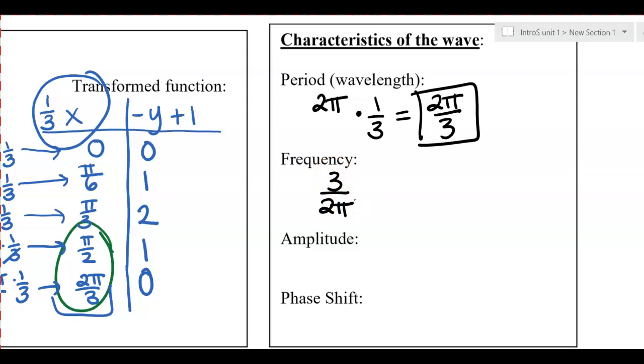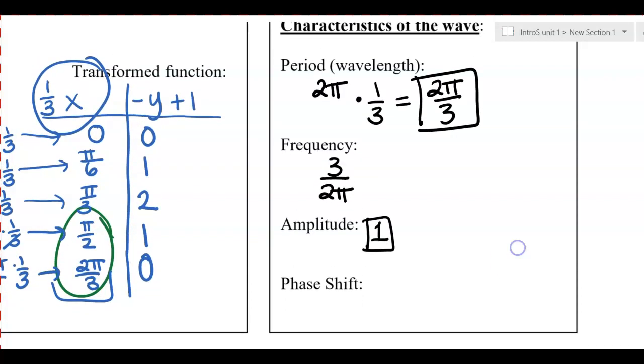Amplitude, what is normally the amplitude? 1. Was there any vertical stretching or compressing of this wave? No, so it stays at 1. If there was a vertical stretch or compression, we would multiply it by it. And we never write our amplitude as a negative, okay? It's always just a number.